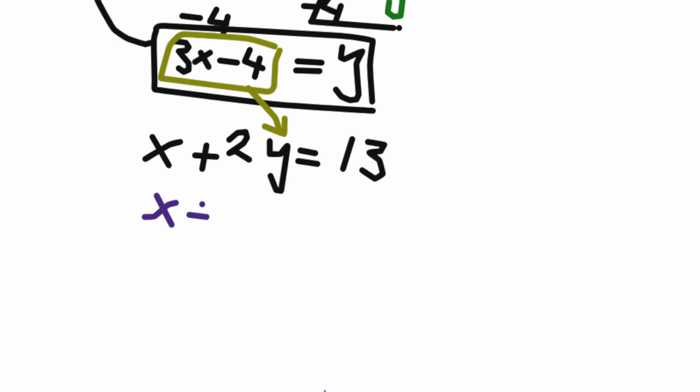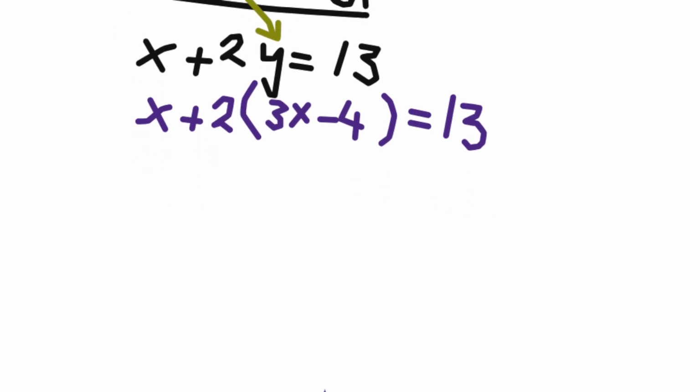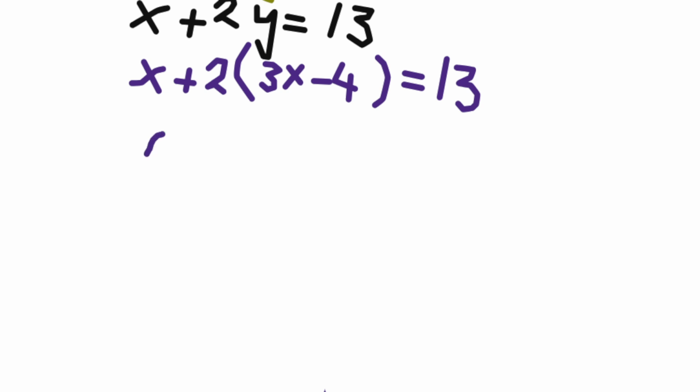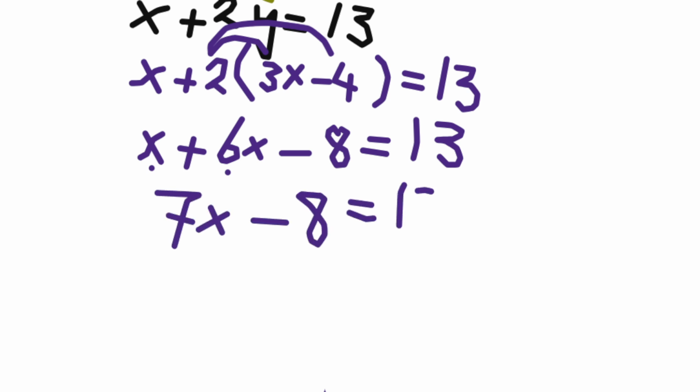So x plus 2, instead of y, I write the value of y, which is 3x minus 4, and then it equals 13. This is now more than half of the solution. So let's solve this equation. So we have x plus, multiply the 2 here, 2 times 3x is 6x, minus 2 times 4 is 8, equals 13. That's very good. Now add 6x plus x is 7x, minus 8 is equal to 13, plus 8, plus 8.